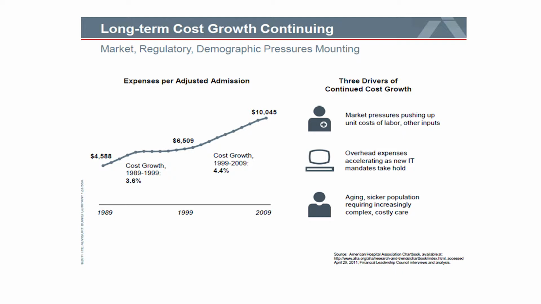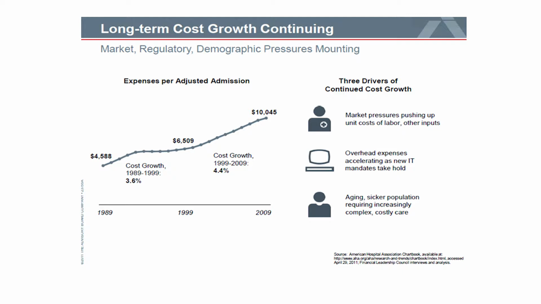There are 3 main cost drivers. One is market pressures that are continuing to push up units and cost of labor. So everyone wants to get paid more every year. There are also nursing and physician shortages, which drives up the cost of labor in healthcare setting. Overhead expenses, there's a significant amount of money that is spent towards IT, both from a mandatory regulatory standpoint, being able to share data across different sets and continuums of care. And then in general, the United States has a more aging, sicker population that is more complex and costs more to care for.